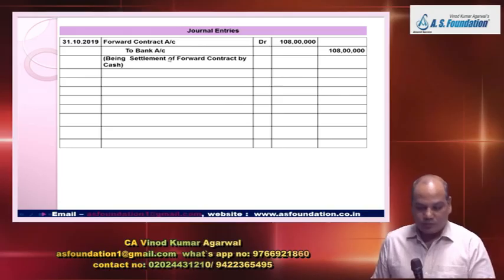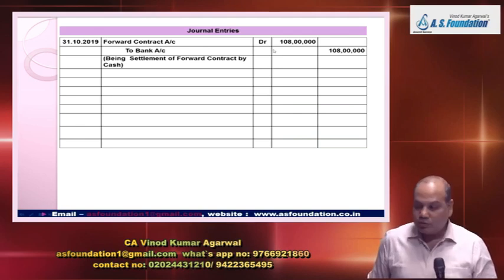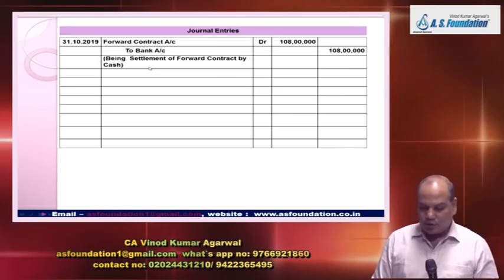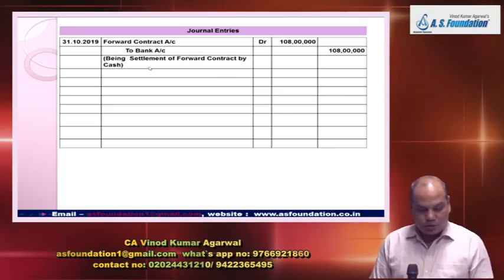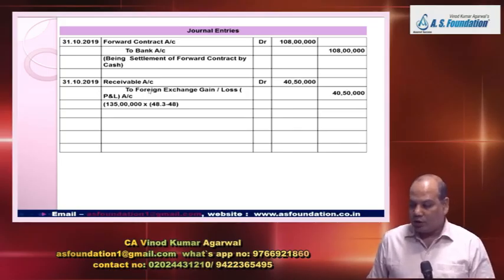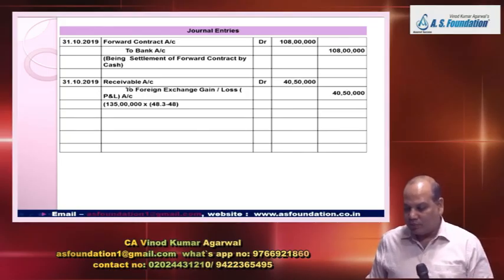So forward contract to bank account 1 crore 8 lakh. Being settlement of forward contract by cash. Do you think one more entry is pending? Yes. Which entry? Collection from debtor. So either you can pass one entry, or you can first revalue the debtor and then pass the entry for collection. Either way, your answer is same.